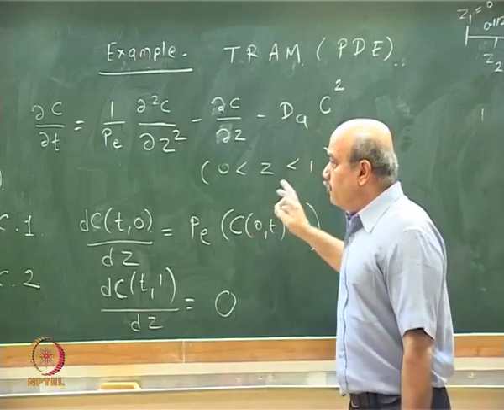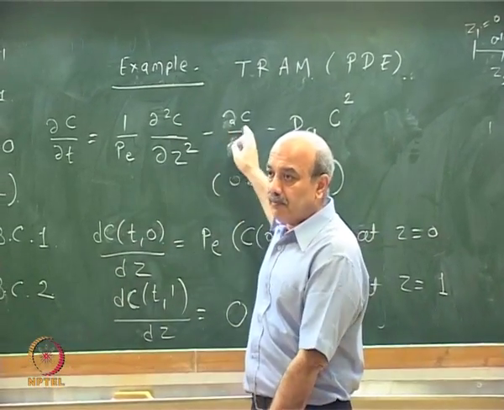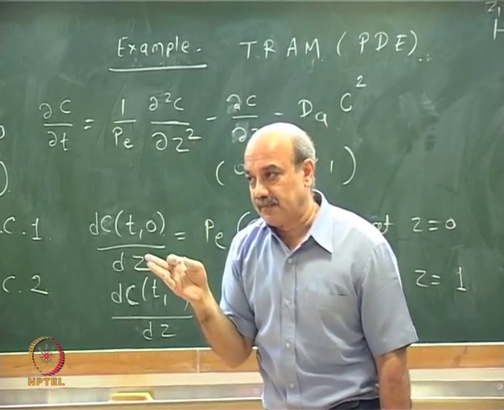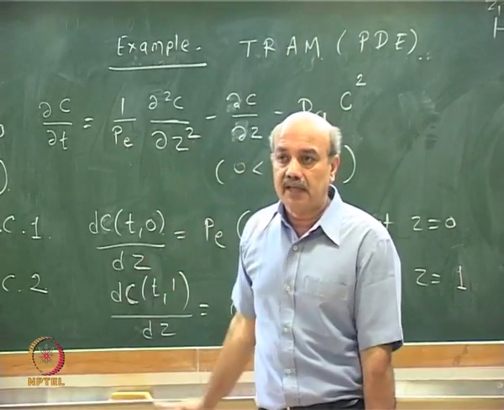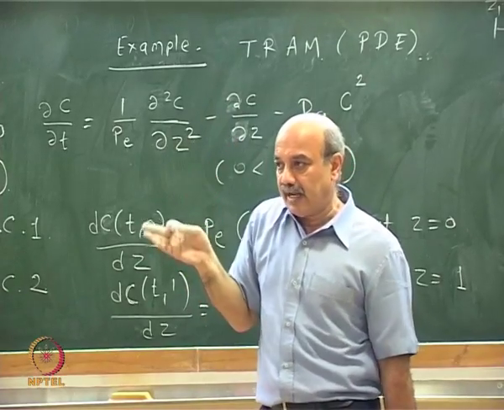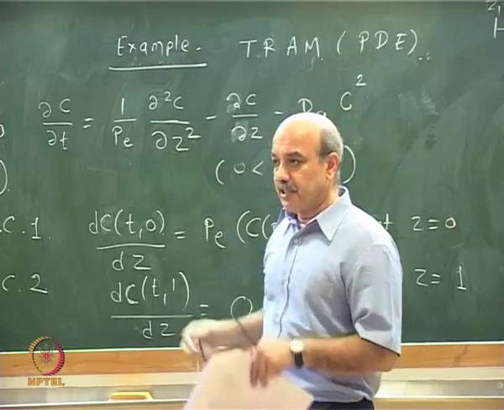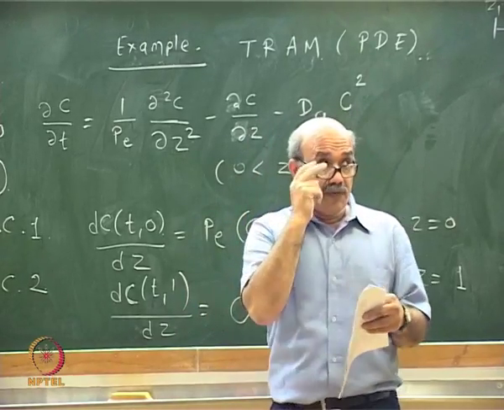Okay. So when I convert this problem, when I discretize this problem, I am going to only consider discretization in space. I am not going to right now discretize in time. I am going to keep time intact. Okay. And discretize only the right hand side, the spatial part.